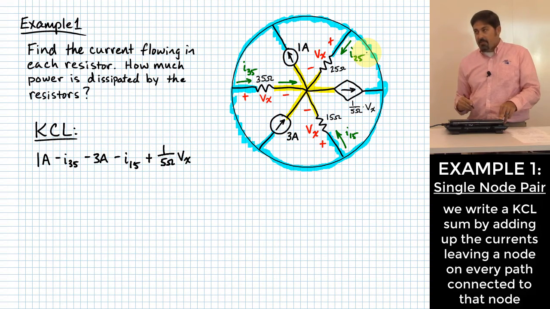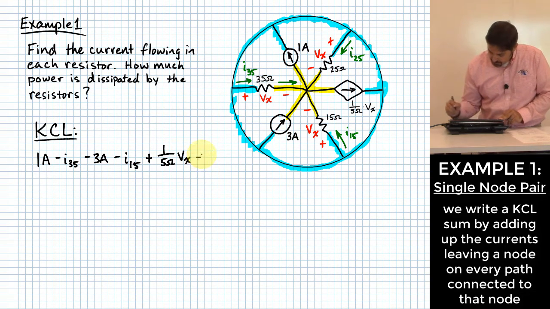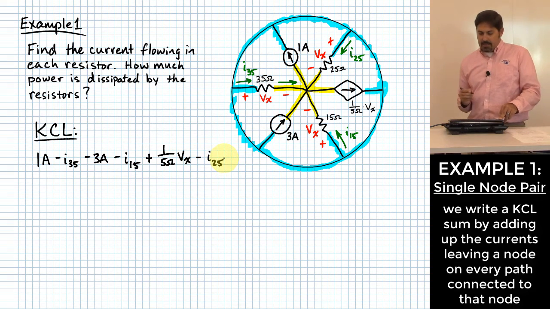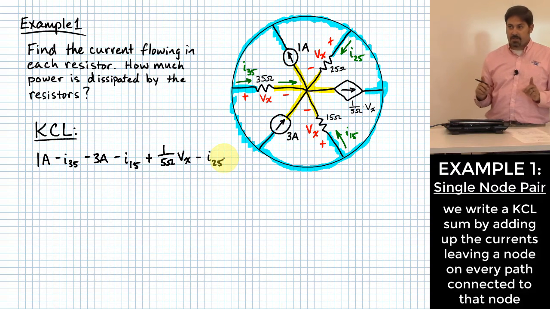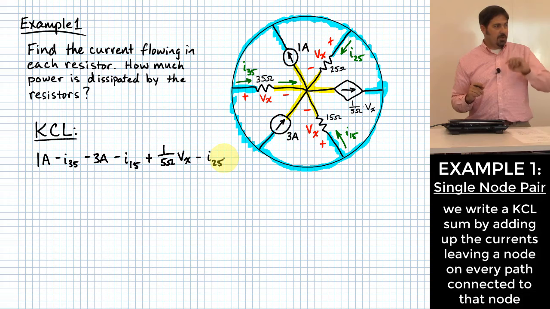How do I count that in my sum? Minus. So minus I-25. And have I accounted for all the paths that can enter or exit the yellow node? It looks like I have. You got a question?